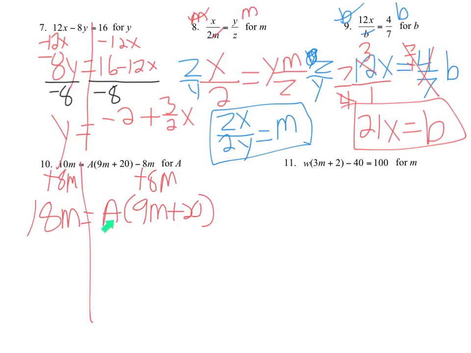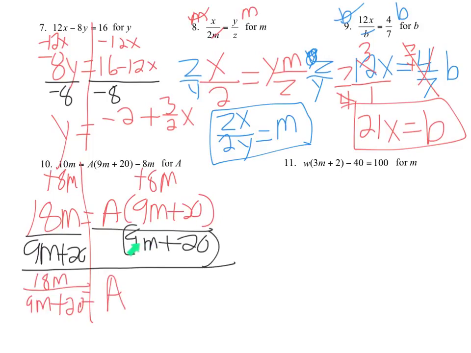Now, I'm not going to distribute the a because I want it by itself. So what I'm going to do is divide both sides by this parentheses. That's what I did. So I wrote 9m plus 20 under both sides, and here's my answer: 18m over 9m plus 20. As far as reducing, I would leave this right now. It was not going to reduce very well.